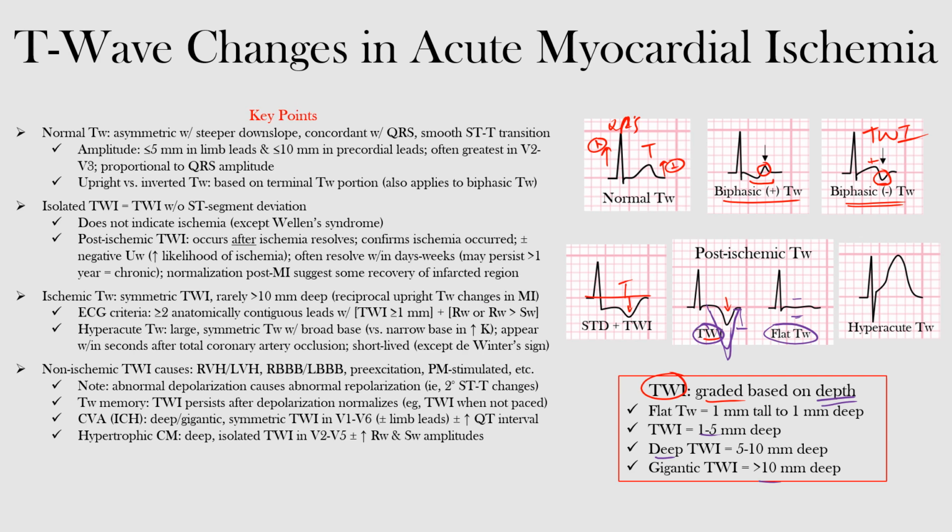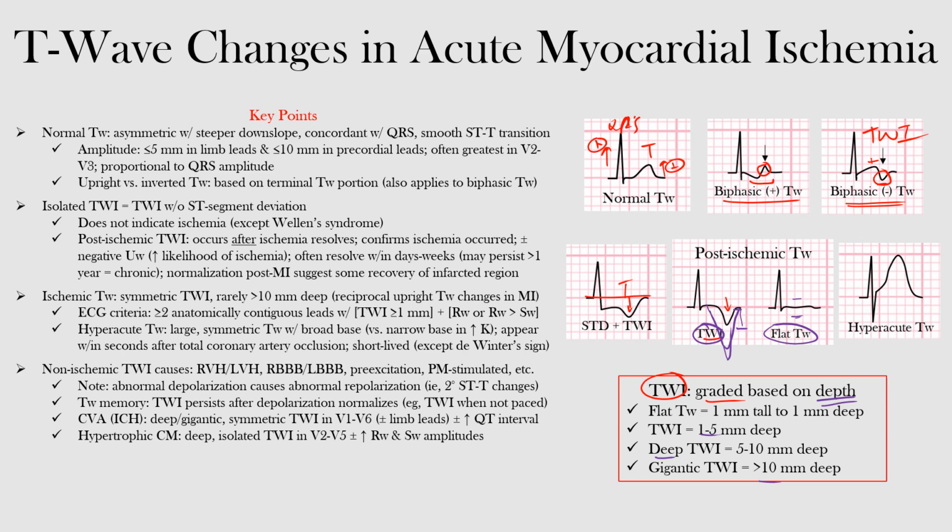Well, actually, isolated T-wave inversion is not a sign of acute myocardial ischemia, which is a common misunderstanding. You need ST segment deviation, elevation, or depression with the T-wave inversions to be considered ischemic. The only reason you may see isolated T-wave inversions in the criteria for myocardial infarction is because the isolated T-wave inversions occurred after the ischemia has resolved. In other words, isolated T-wave inversions confirm that ischemia occurred, but not that it is still occurring.